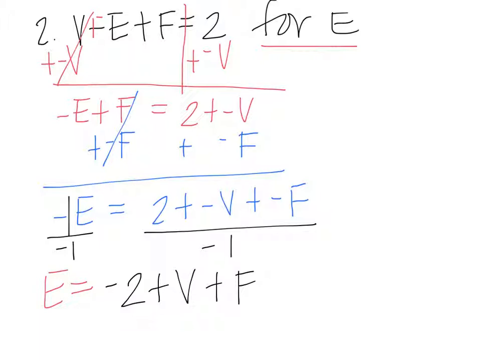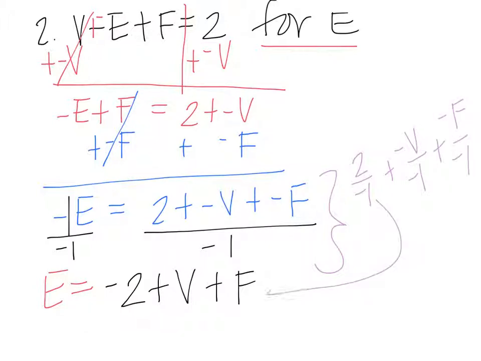You can think of this step right here where we were dividing as doing 2 divided by negative 1 plus negative v divided by negative 1 plus negative f divided by negative 1, which takes you right to there. It just changes all of the signs. So this here is your final answer.